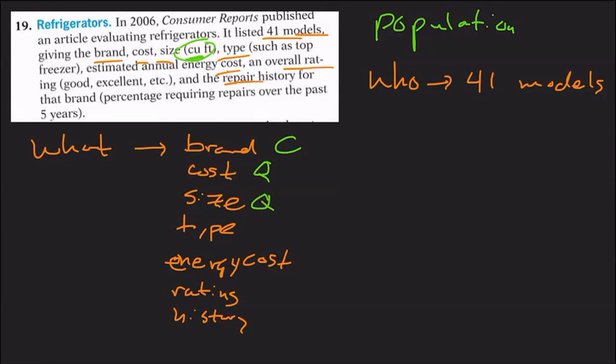Type, it gives us an example of a value for this variable. It says it could be like a top freezer or a different type. That's not a number with units, so categorical. Energy cost, anytime you're talking about cost, it's going to be quantitative. Overall rating, it tells us it can be good, excellent, or similar things. Those are not numbers with units, so categorical. And the repair history: percentage requiring repairs over the past 5 years.